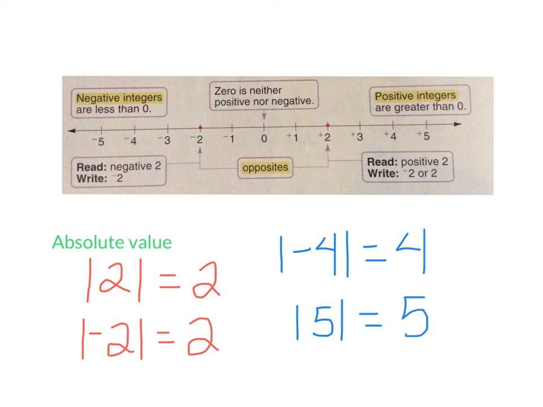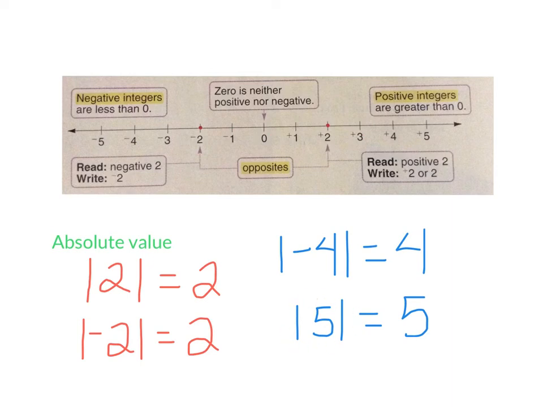You can kind of notice a pattern here that the absolute value of the number is always just the positive number. Negative 2, it's 2 spots away. Positive 2 is 2 spots away. Negative 4 is 4 spots away, and 5 is 5 spots away. So remember, the absolute value is the distance from 0 on the number line, and it's written with these lines.